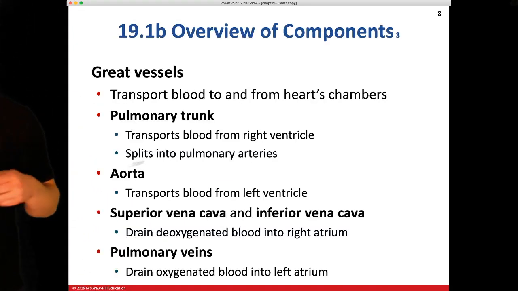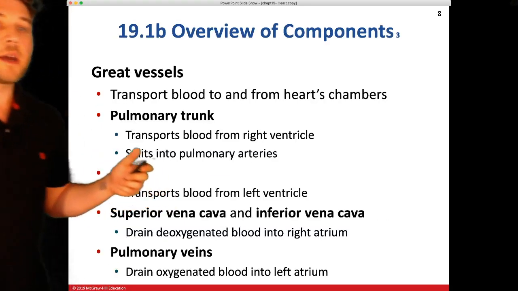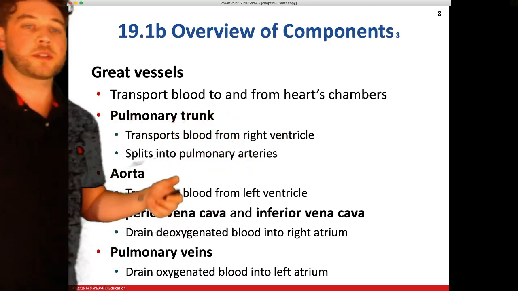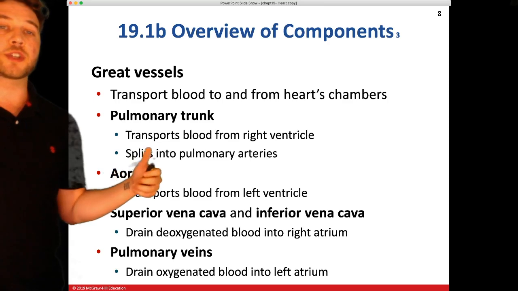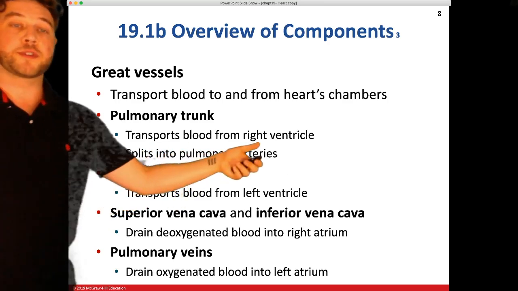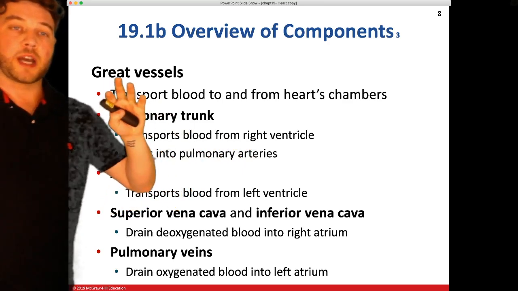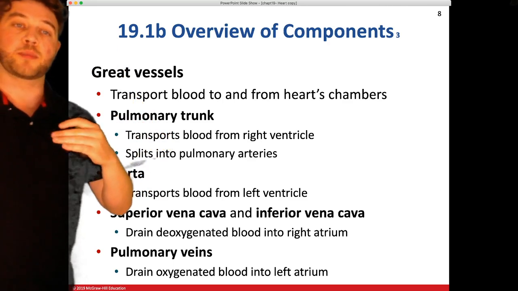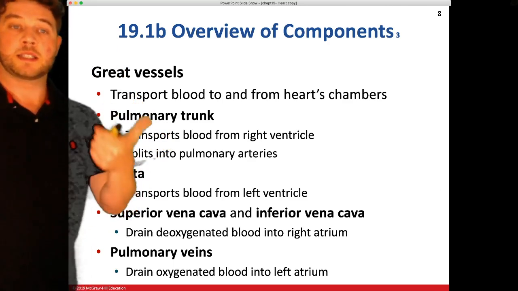So the great vessels are the ones directly attached to your heart. They transport blood to and from the heart's chambers. You have the pulmonary trunk, which is going to transport blood from the right ventricle. So remember, right ventricle, so it's still going to be on the right side, so it's deoxygenated, and it's the ventricle, so it's the inferior portion, so it's going to be pumping. So it's pumping deoxygenated blood.